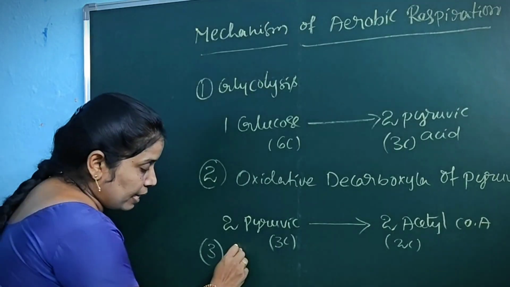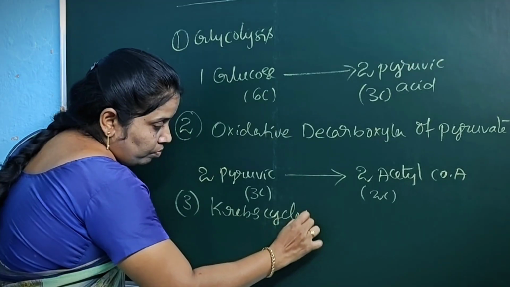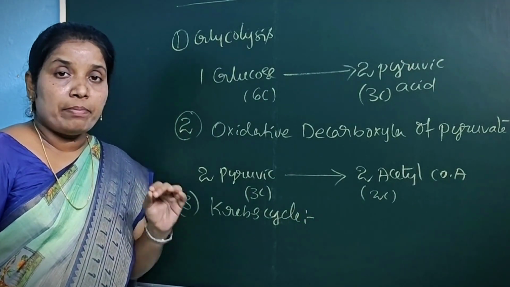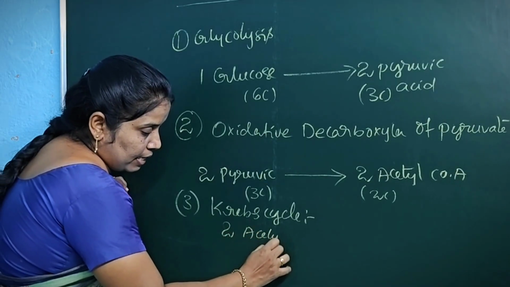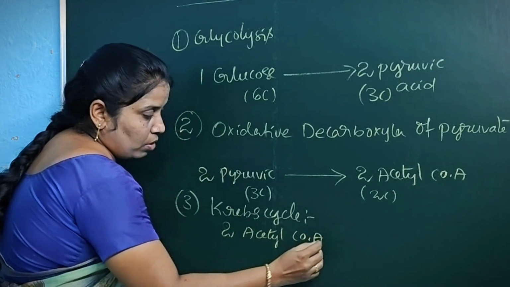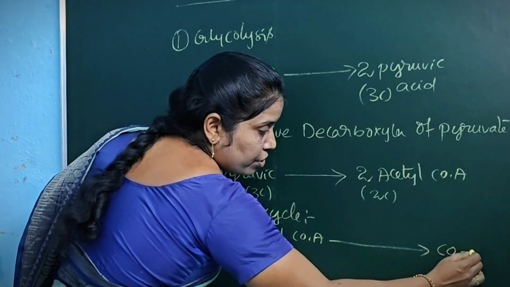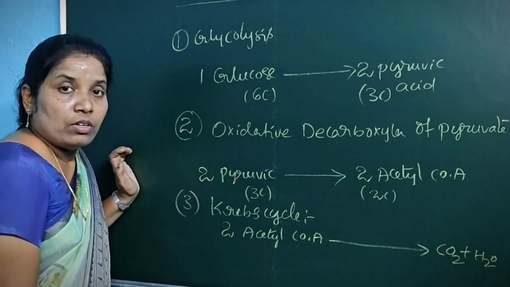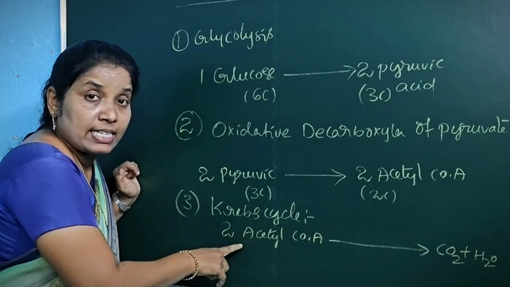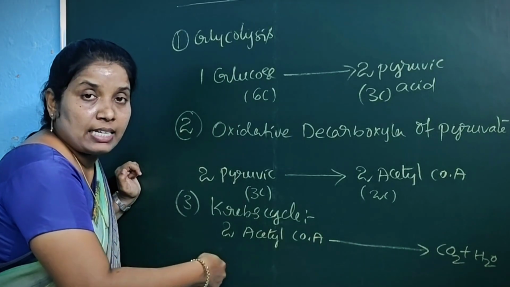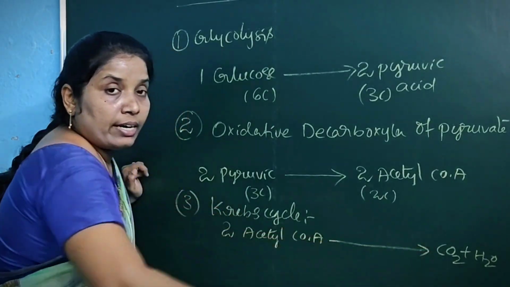The third pathway is nothing but the Krebs cycle. This also occurs in the mitochondrial matrix. The two acetyl coenzyme A molecules present in the mitochondrial matrix are completely oxidized through sequential steps, that is the Krebs cycle. There they are completely oxidized to CO2 and H2O.